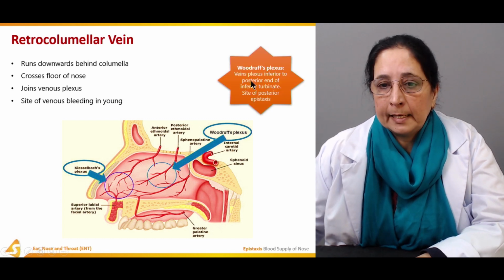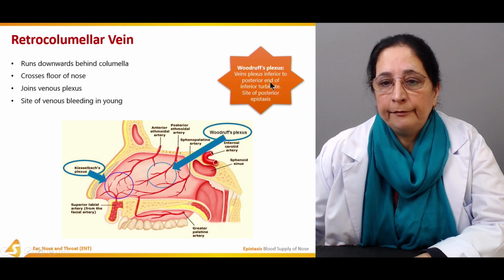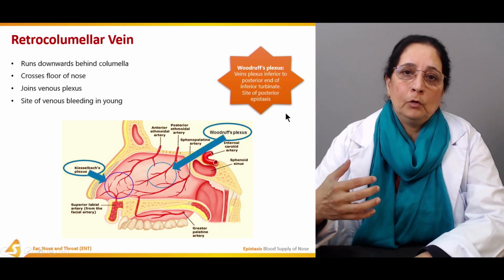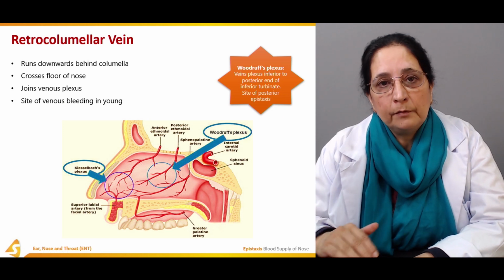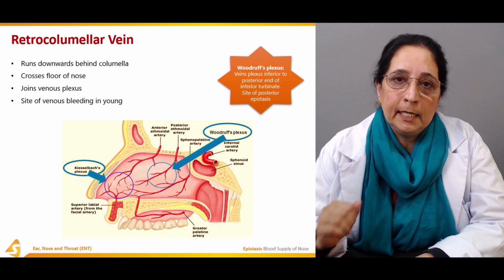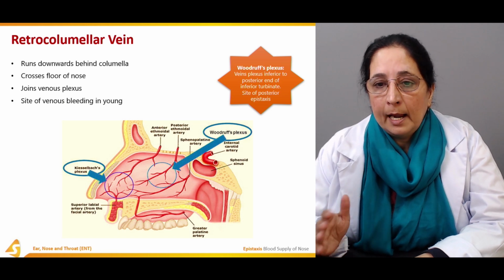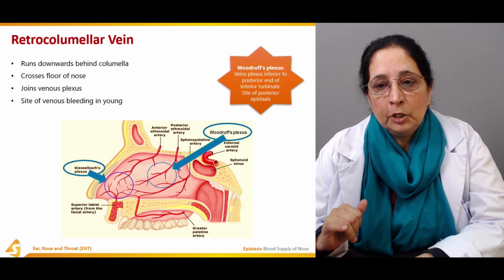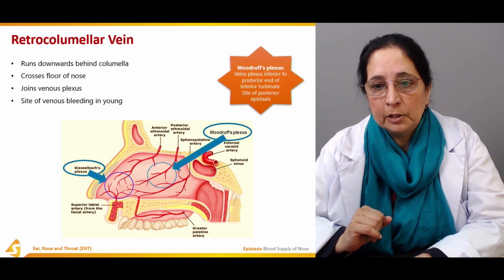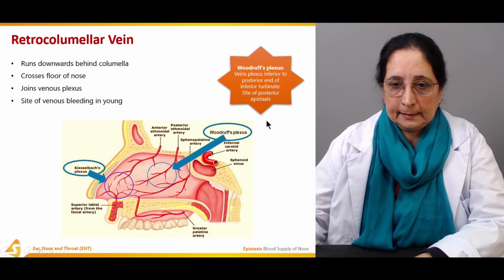This Woodruff's plexus, a vein plexus, is inferior to the posterior end of the inferior turbinate, the site of posterior epistaxis. So retrocolumellar vein runs on the floor, joins this plexus, and it is the site of bleeding in young children, and it's inferior to the posterior end of the inferior turbinate, the site of posterior epistaxis.